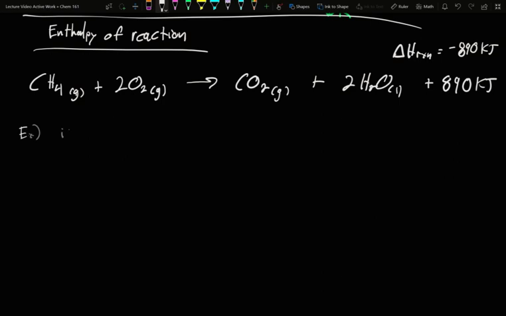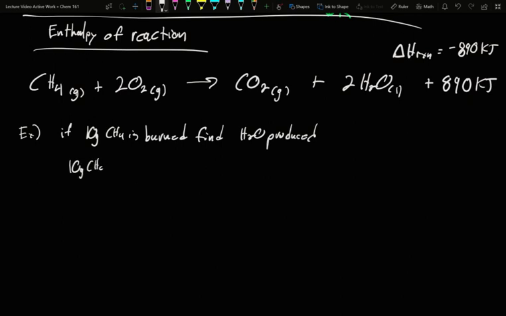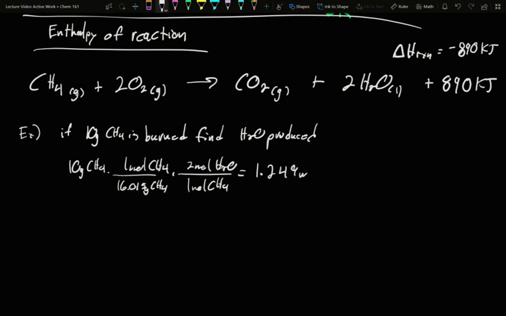Let's do an example. If 10 grams of CH4 is burned, find H2O produced. So normally we would say, well, 10 grams of my methane, and it is 16.015 grams of methane in every 1 mole of methane. And according to the balanced reaction, it is 1 mole of methane for every 2 moles of water. And we'll find that 1.249 moles of water ought to be produced.